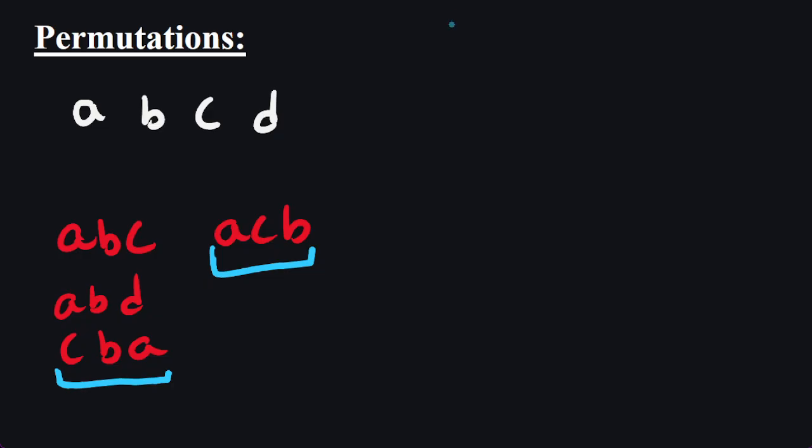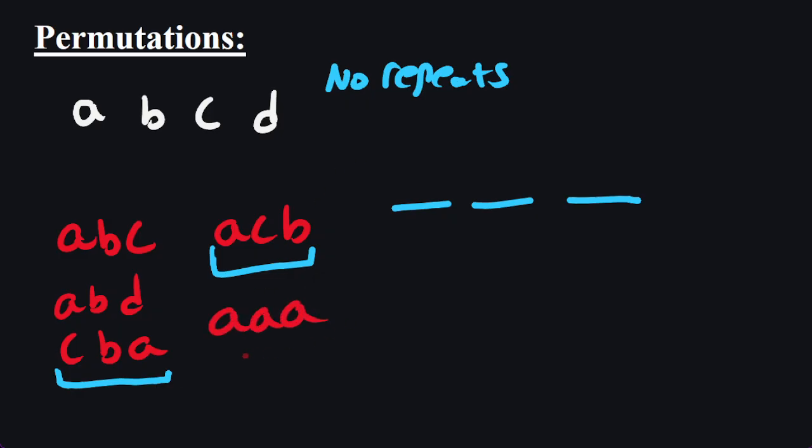So for our 3-letter word, we have 3 slots. And in the first slot, how many options do we have? Well, we have 4 options. We could pick either A, B, C, or D. And I forgot to mention that each letter must be used once. So no repeats. For example, we can't have AAA, no BBB, no CCC. We can't have repeats.